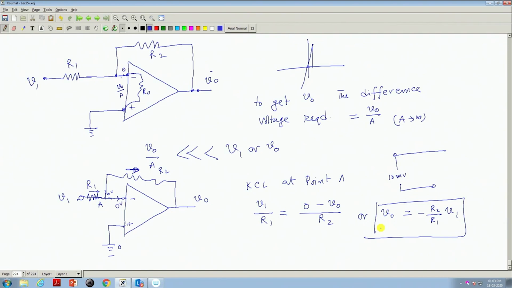So, here nothing like saturated voltage will appear across the output. What you get in essence is an amplified version of the signal V1. If R2 is greater than R1, suppose R2 is 2 times R1, whatever is the input voltage, it will appear twice at the output with an inversion of sign.